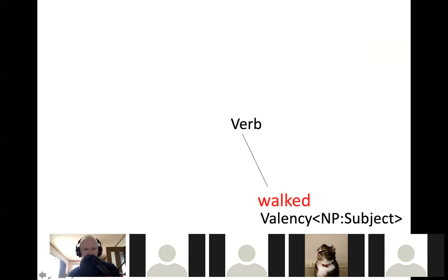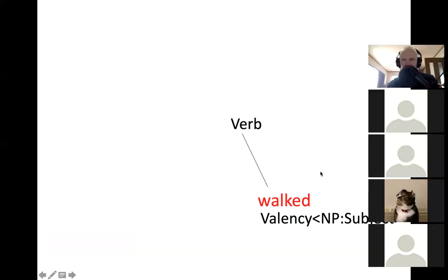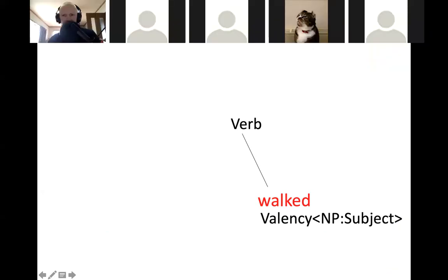I don't think that's a very good place for that. Let's move this up here. That's no good. Sorry. Oh, is that going to be good? I don't think that's good either. Anyway, let's try this. So the walked has a valency, needs a subject. So let's give it a subject.